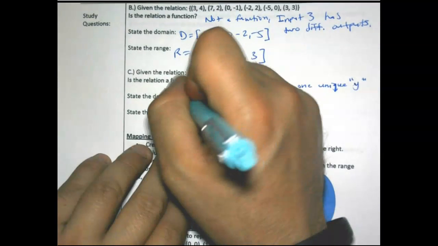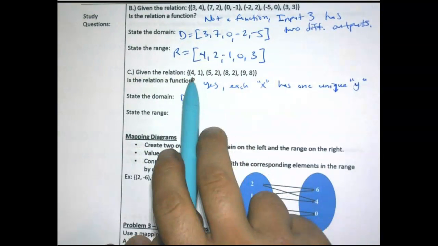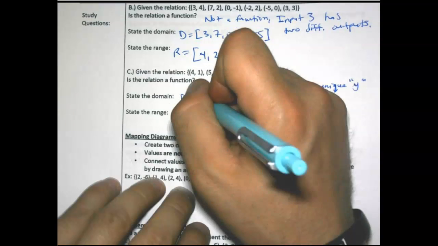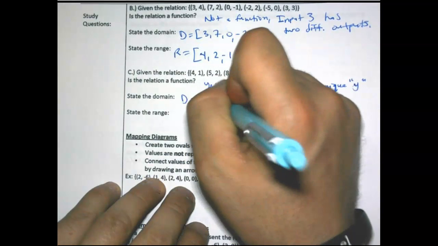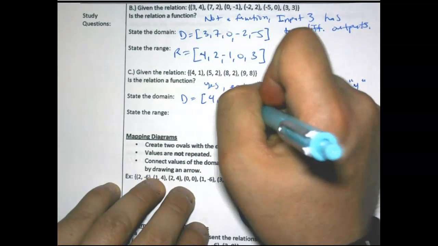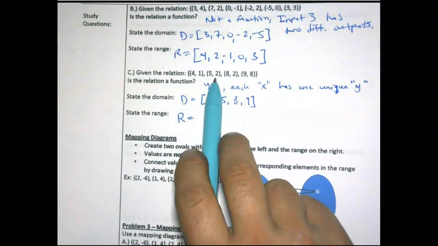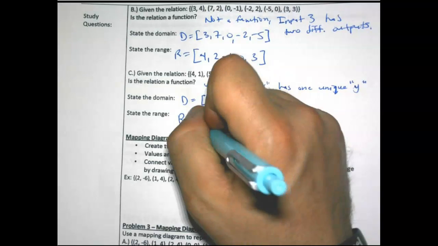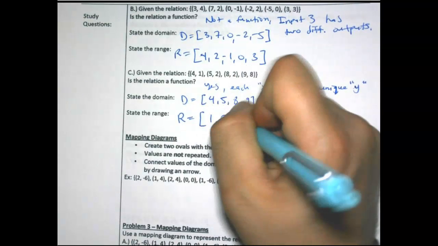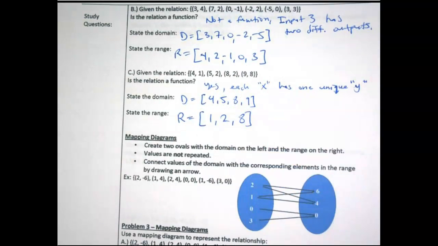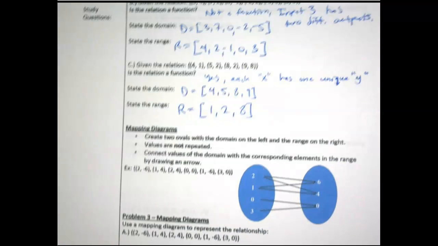The domain, remember, the domain is x: 4, 5, 8, 9. The range: 1, 2, 2, 8, so you don't need to list 2 twice. 1, 2, 8, stop. Now some mapping diagrams, you guys.